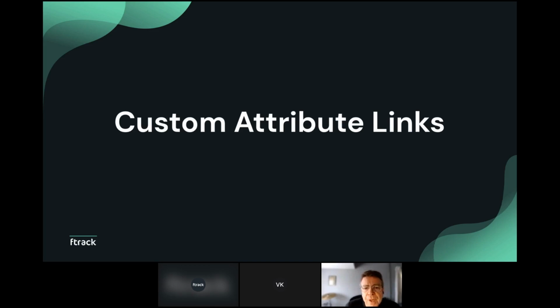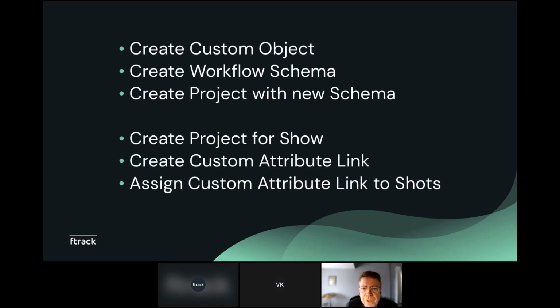So now we're going to have a deep dive into custom attribute links. So custom attributes have been around for a while, but a new type of attribute called a link is something which was recently introduced in Ftrack 4.8, and this opens up possibility for some interesting new workflows. So the steps here are: we're going to create a custom object, we're going to create a workflow schema referencing that object, and then we're going to create a project with that schema.